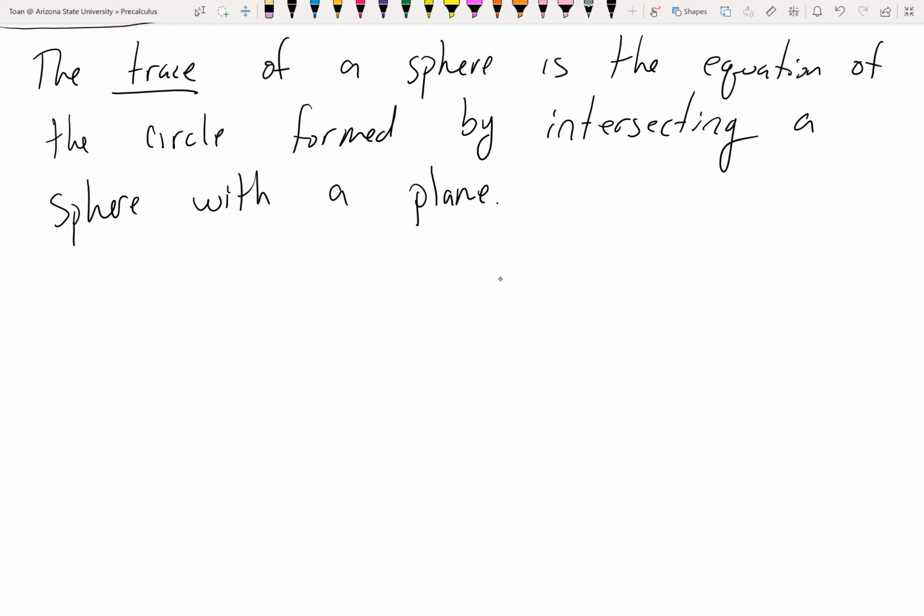The trace is, imagine, let's see if I can draw this. So it'll look something like this. This is the time when I wish I was an artist, right?